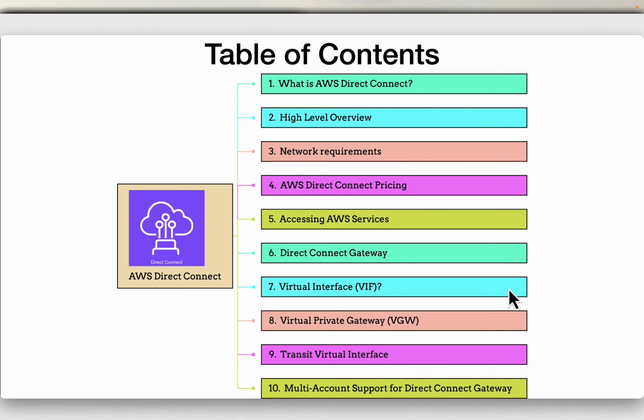So this lecture will contain all these topics. What is AWS Direct Connect? High level overview, network requirements, AWS Direct Connect pricing, accessing AWS services via Direct Connect gateway, virtual interface, virtual private gateway, transit virtual interface, and multi-account support for Direct Connect gateway.